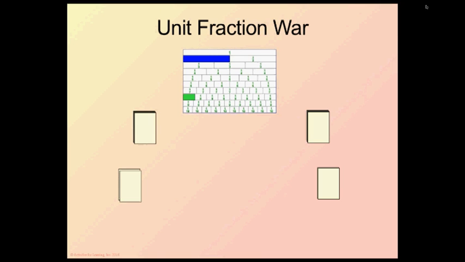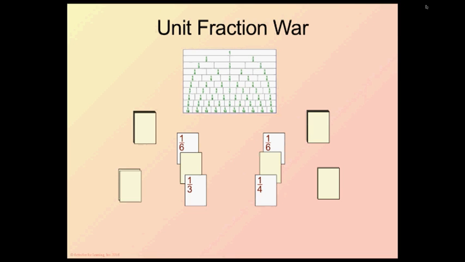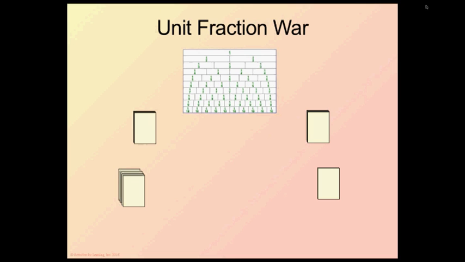Now, sometimes you're going to get children who go, well, eight's bigger than two. But remember, we've broken it into eight equal parts. Oh, that's right, that would be smaller. Okay, so you take this one. One sixth. Ooh, we have a war. So we lay down an extra card. And now who takes it? I do. Yay, me. And the game keeps going.